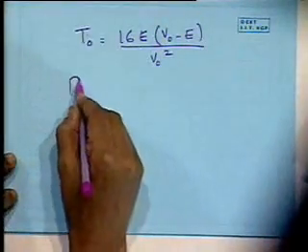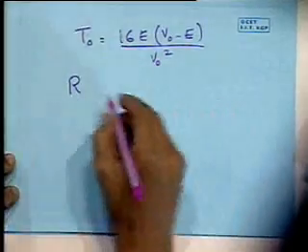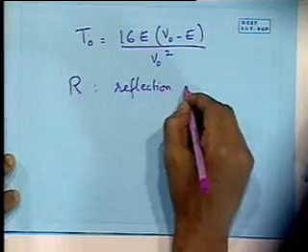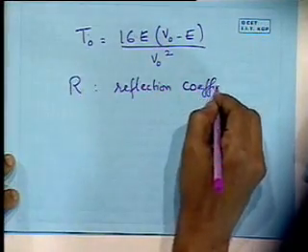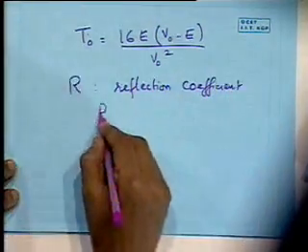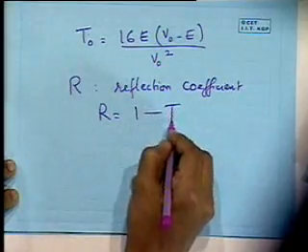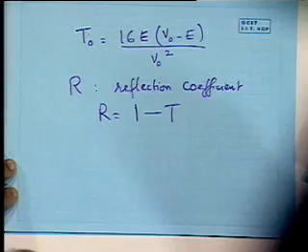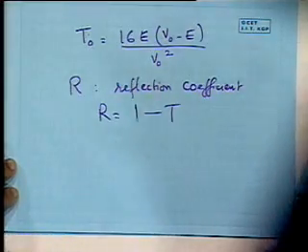Correspondingly, R, which is referred to as a reflection coefficient, is given to us by 1 minus T. Basically, there are two things that could happen to that wave. If part of it goes through, then the other probability is that it will be reflected, and so the probability is simply given by 1 minus T.